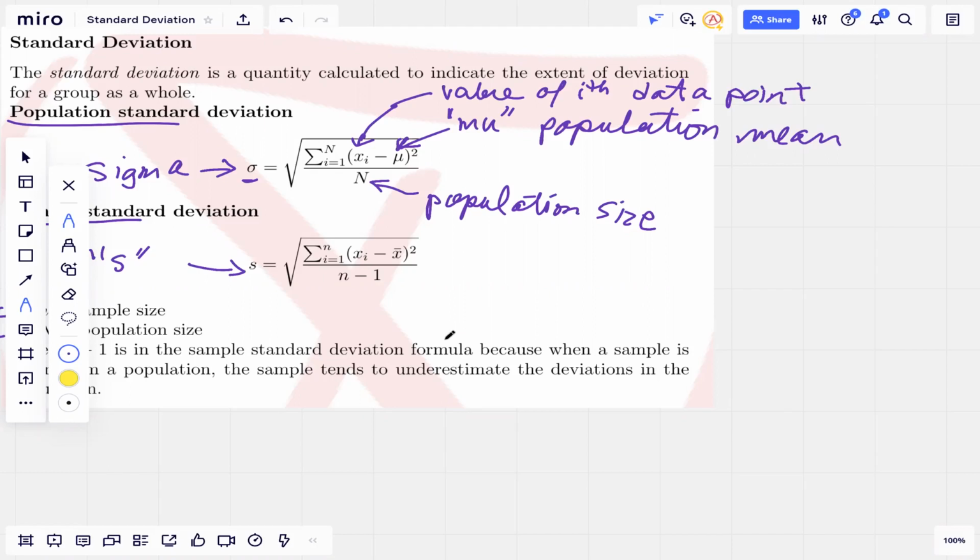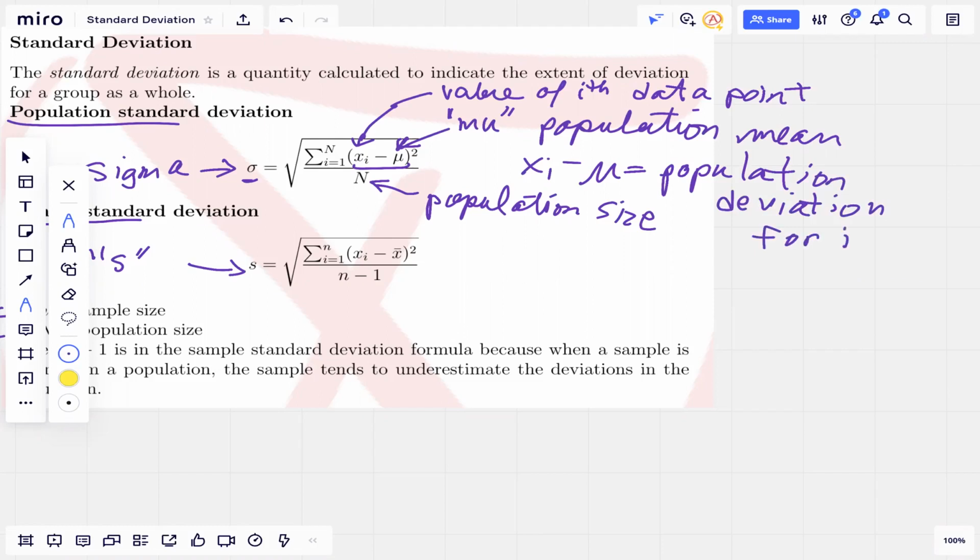Okay, and then if you notice in brackets, what is that value? So xi minus mu, that's the population deviation for the ith data point. All right, and notice we square that value. So far, we actually know quite a lot. The one part that might be new for most people is that part. So let's have a look at that.